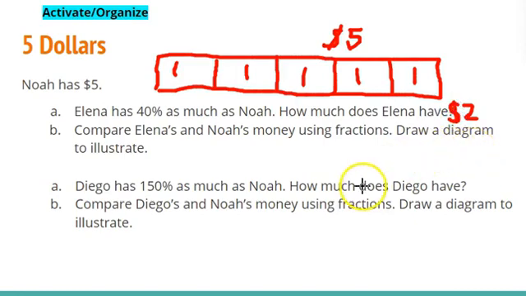Okay, now using the same sort of thing, if we think about it, this is 20% again, right? This is the 100%. 100% is $5. Well, if Diego has 150%, how much does he have? Well, again, we've got the 100%, right, is the $5. We need 50% more. 50% would be half of the total, right?